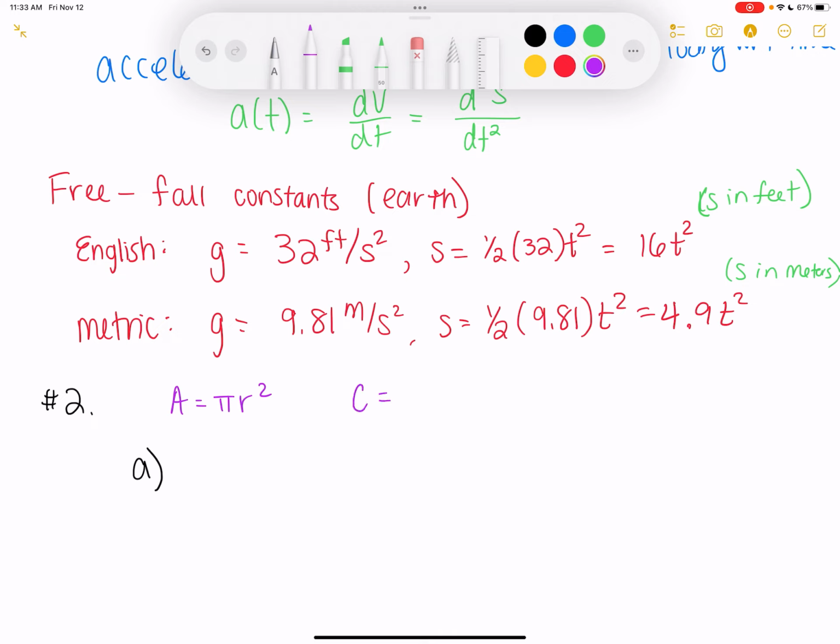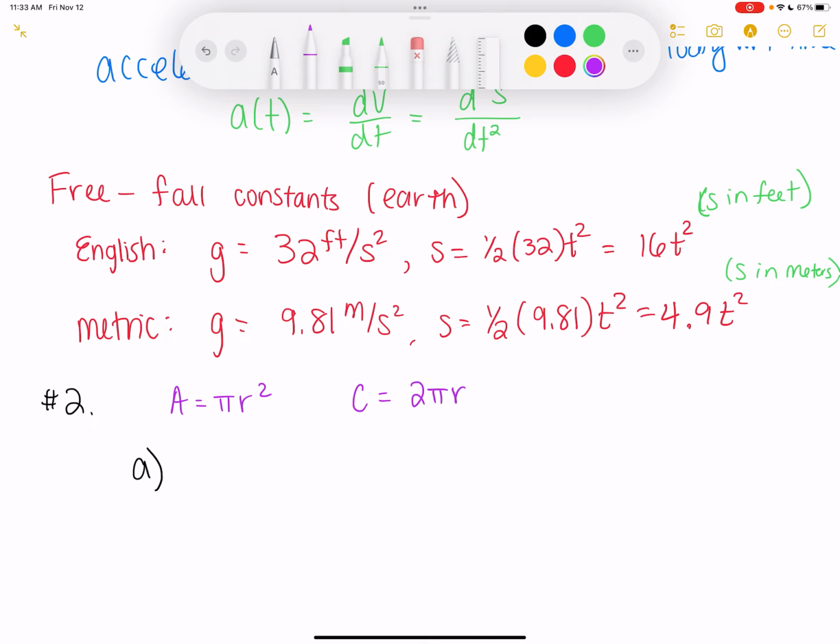Is this all in one? Half. Do you know, Sarah? No. 2 pi r is circumference.